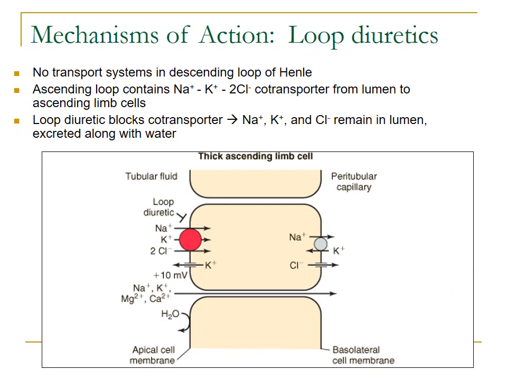Mechanisms of action, loop diuretics. No transport systems in descending loop of Henle. Ascending loop contains Na+, K+, 2Cl cotransporter from lumen to ascending limb cells. Loop diuretic blocks cotransporter. Na+, K+, and Cl remain in lumen, excreted along with water.